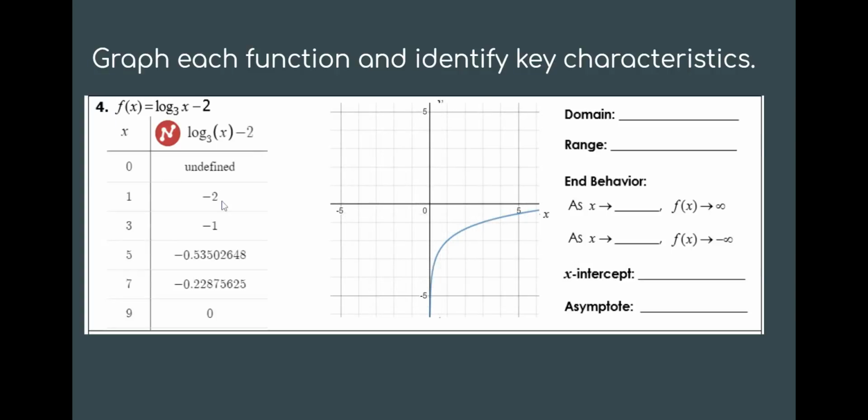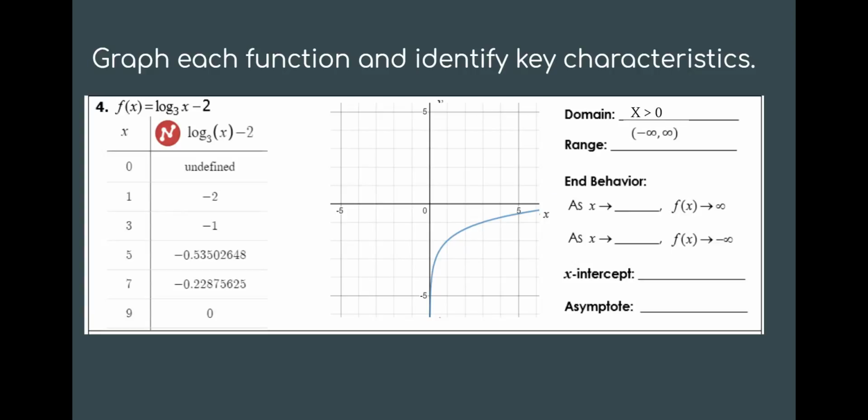Again, I look to see what first number was undefined on my table, and it happens to be 0. My function does not pass 0, so I don't have to put any points below 0. Then I chose 1, 3, 5, 7, and 9. The reason I chose 9 is because that is my x-intercept. I don't show that here on my graph, but I can see that from the table. Okay. So the domain, again, is all the x values greater than 0.